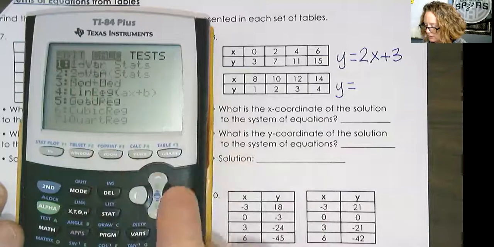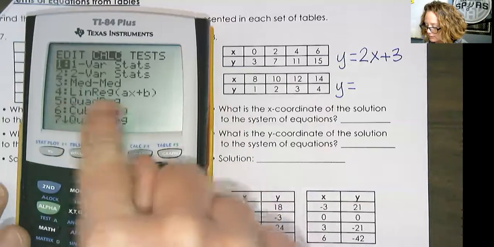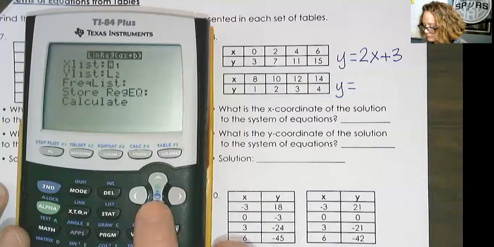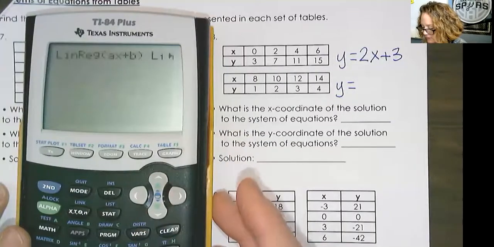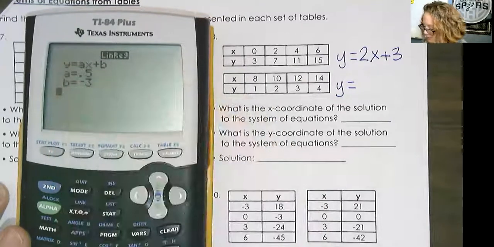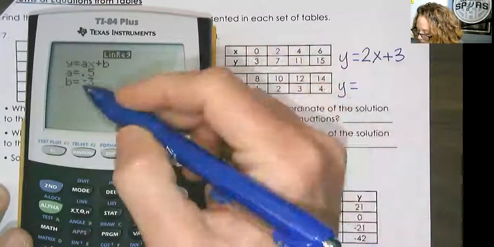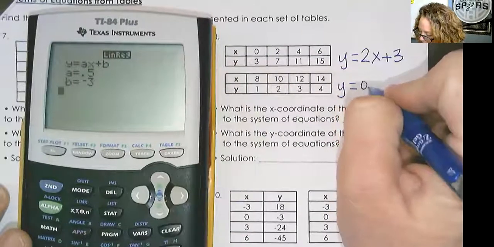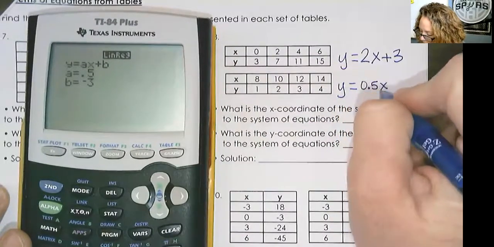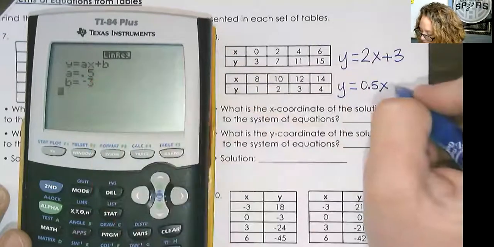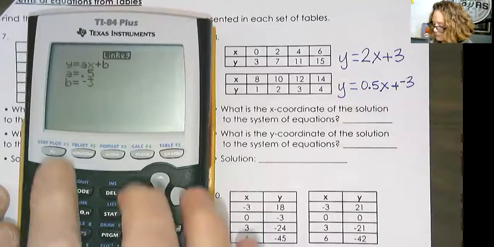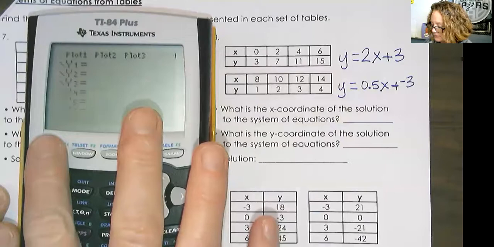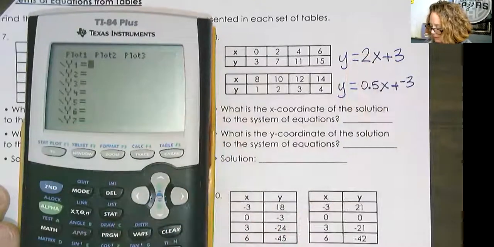This time move over to calc. And you want number 4, LinReg. You can arrow down here, or you can hit enter until you get to calculate, until you get your a and your b to write your equation. So a is 0.5, I'm going to write 0.5x, and then b is -3. You can write plus a -3, or you can write subtract 3. Your calculator does both. Just be careful when you put it in your y equals, because now we're going to put these two in our y equals.